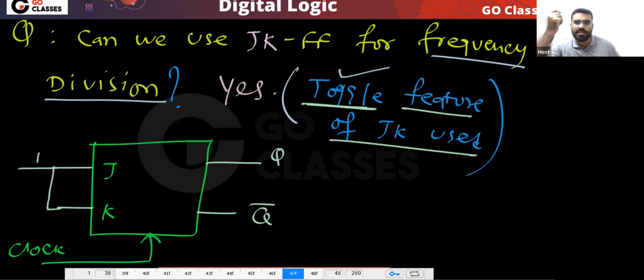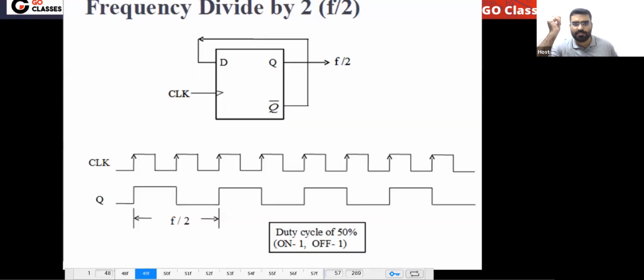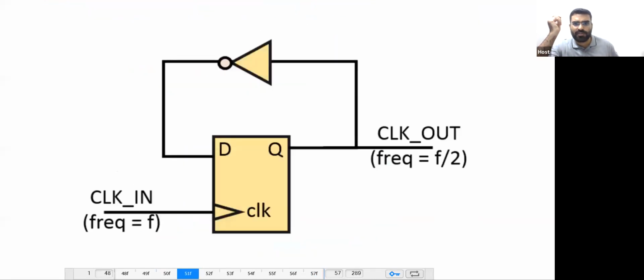This is the reason this T flip-flop is called a frequency divider. This T flip-flop is called a division by 2 device. Okay, so this is the idea. And remember, the output will be a perfect square wave. This we have already seen.